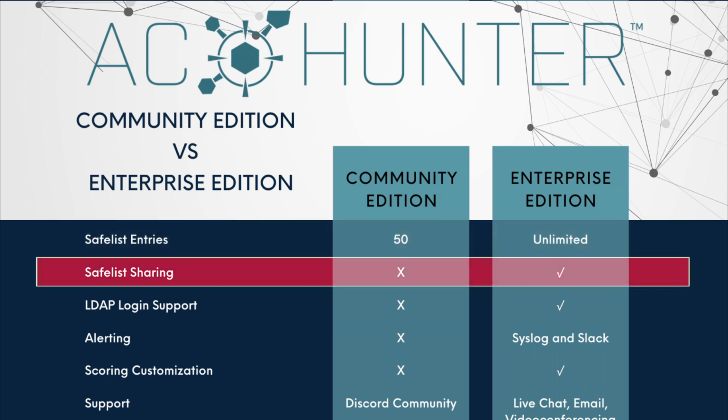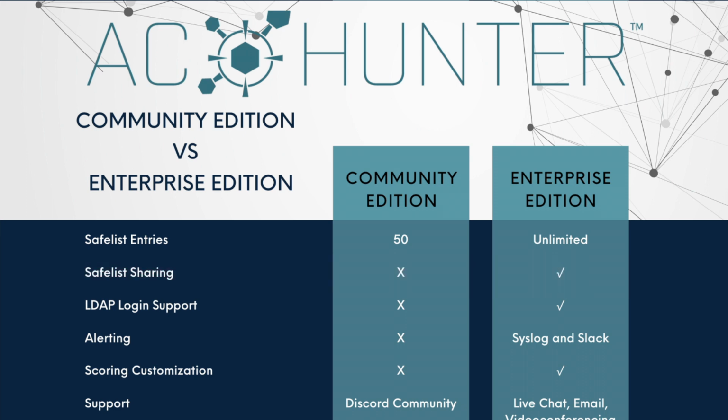Safelist Sharing. With the Enterprise version, I can create safe lists on one system and push those safe list entries out to my others. So if I'm running multiple instances of AC Hunter, it's easy to go through and distribute those around. The Community Edition doesn't have that functionality, but it kind of doesn't need it because it's designed to be a standalone system only.